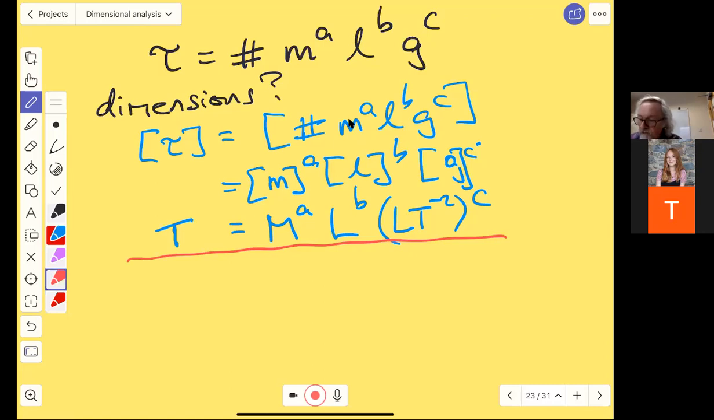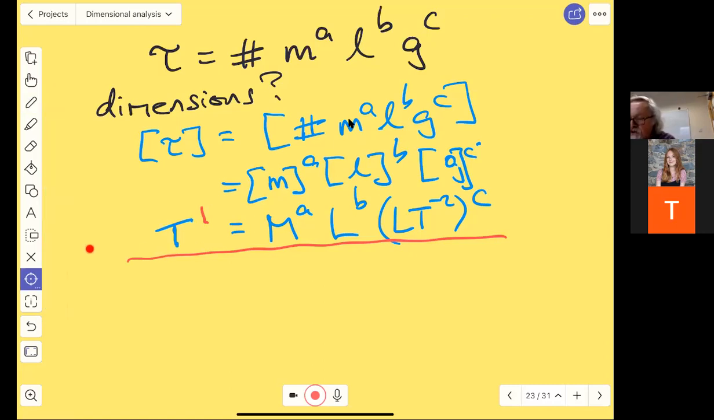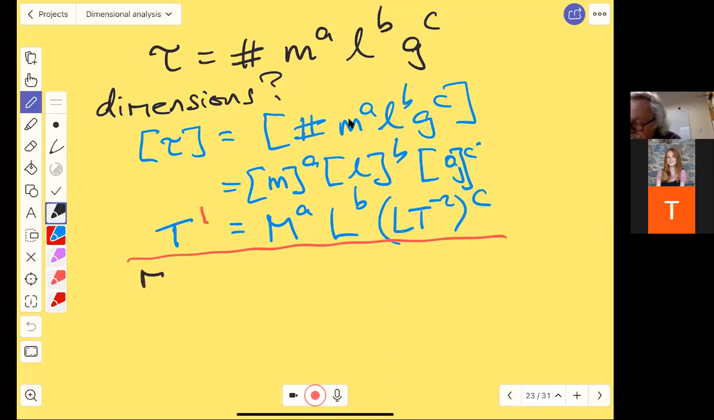Now, t is t to the 1, that's what it means. And it's also, if you think about it, m to the 0 times t to the 1 and L to the 0 times t to the 1. So expressing this as equations, we get the following. M to the 0 is m to the a. So a is 0. And that's our first prediction.